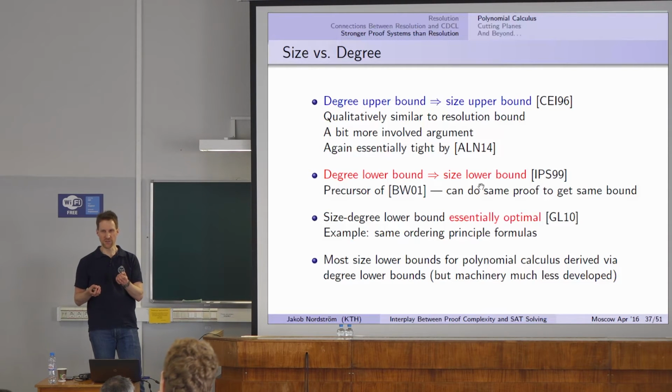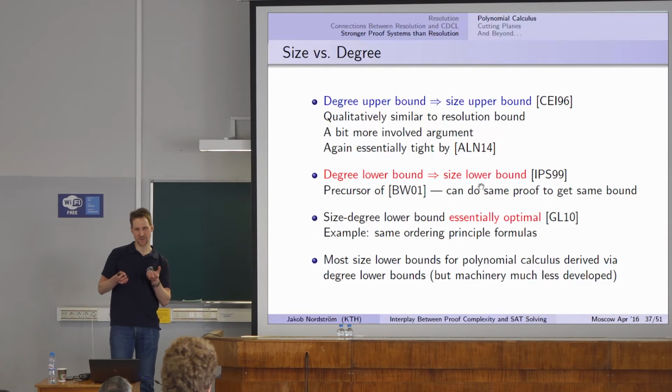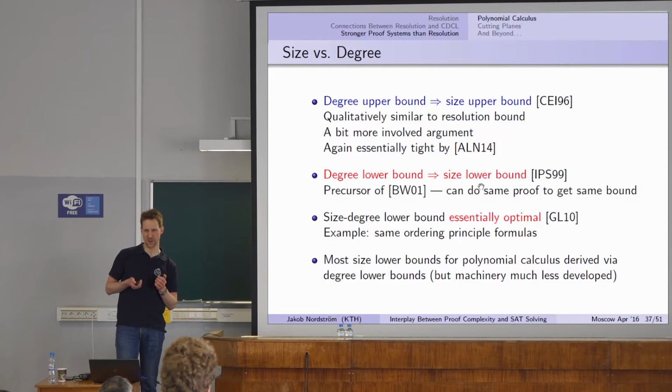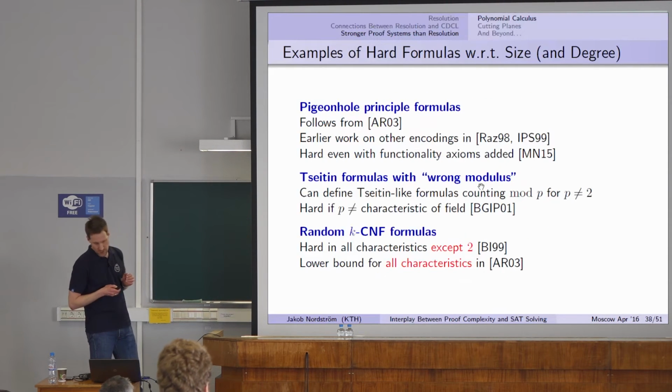And when you're looking at different fields, typically GF2 is in some sense the hardest field to deal with. Characteristic 2 is hard if you want to prove lower bounds. So what do we know?